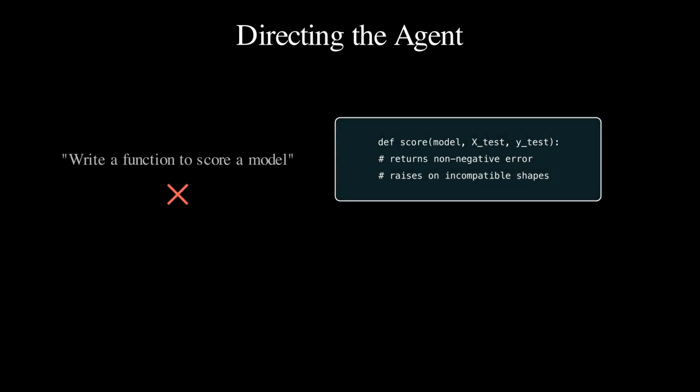The quality of the agent's code is strongly predicted by the quality of your direction. Three habits carry most of it. First, specify the interface before the implementation. Not write a function to score a model, but the name, the parameters, the return type, and the invariants. Score takes a model and test arrays, returns a non-negative error, and raises exceptions on incompatible shapes. A precise interface constrains ambiguity, though it cannot rule out every misunderstanding.